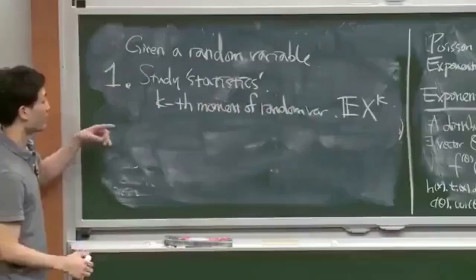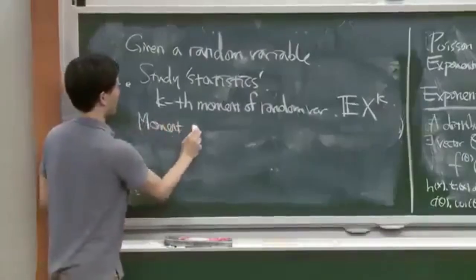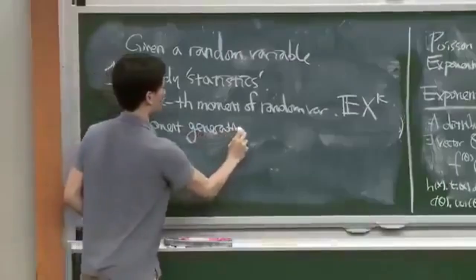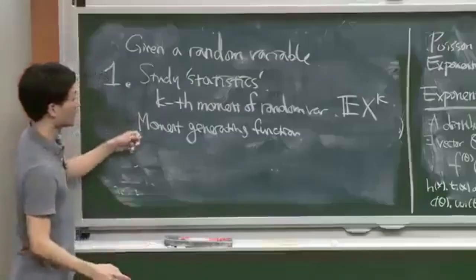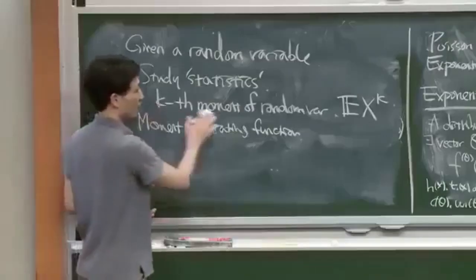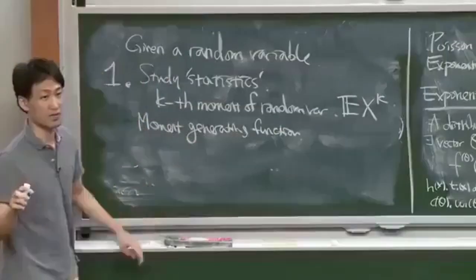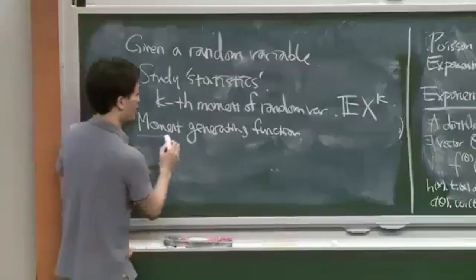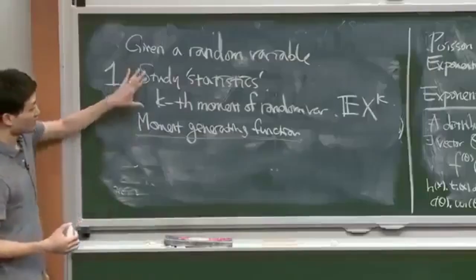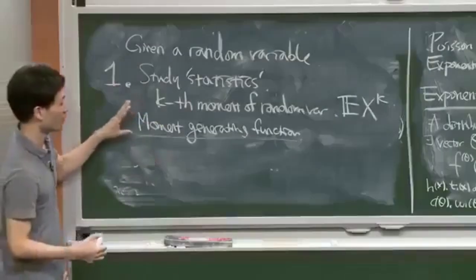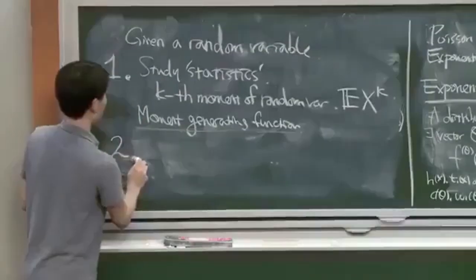And a good way to study all the moments together in one function is the moment generating function. So this moment generating function encodes all the k-th moments of a random variable. So it contains all the statistical information of a random variable. That's why the moment generating function will be interesting to us, because when you want to study it, you don't have to consider each moment separately. It gives some unified way. It gives a very good feeling about your function. That will be our first topic.